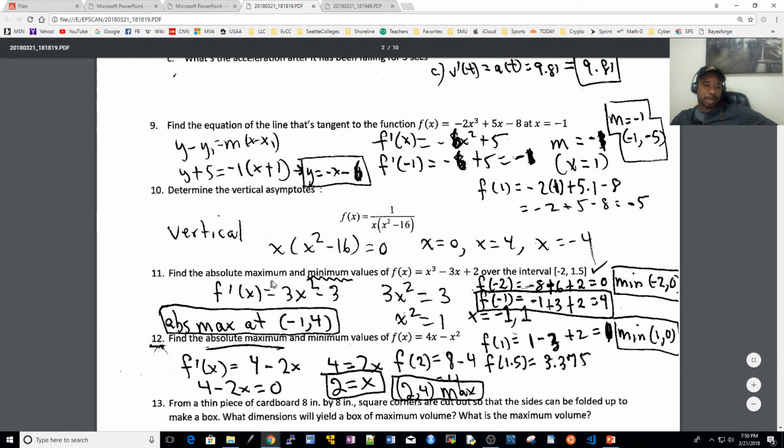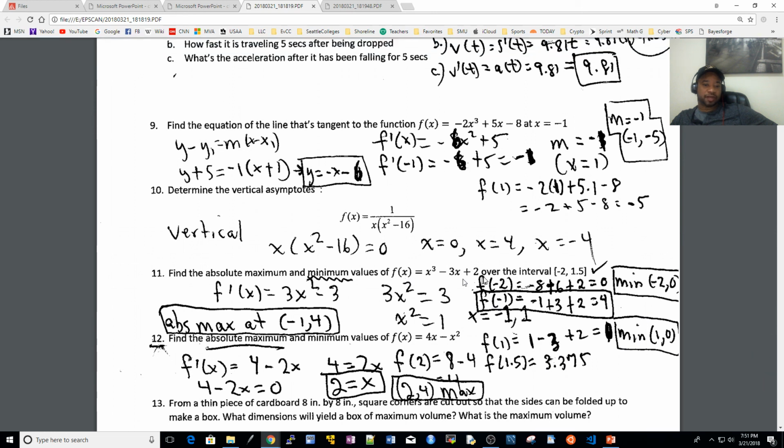Find the absolute max and absolute min. So basically, you've got to find all the critical values and the endpoints. And you've got to use the endpoints. The endpoints are critical values as well. So you get your critical points and you use the endpoints and plug them all into the function to see which one's the greatest, which one's the lowest, and that'll be your min or your max.